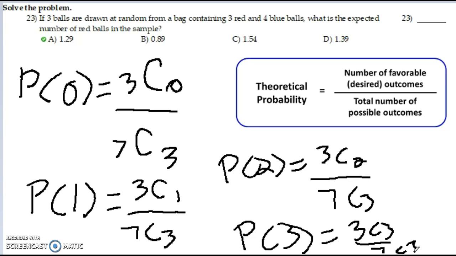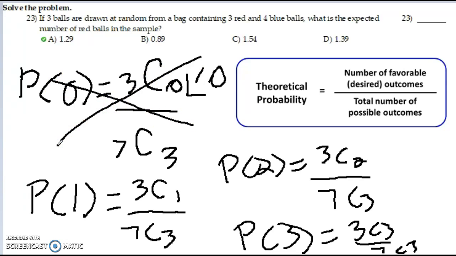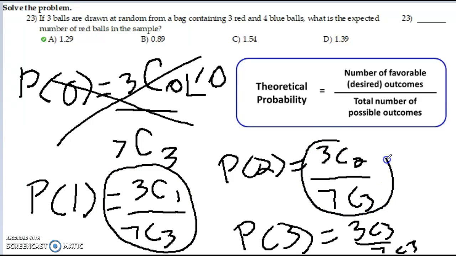Then you're going to multiply whatever this number is times 0, because that's the number of outcomes, and therefore this part is just going to be 0. We're not going to worry about that one. Then we're going to multiply whatever this number is times 1, whatever this number is times 2, and whatever this number is times 3. Then you add these all together, and when you do, you'll get 1.29. If you have any questions about that one, we can talk about them on Monday.